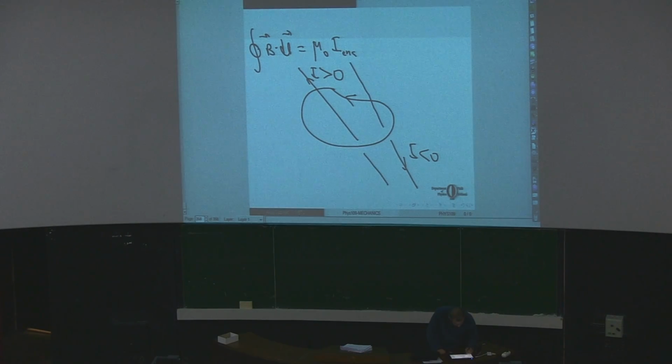Let me just erase these ones also. In this one, you cannot see this portion of this wire because this wire is blocking it. So this wire is in front. This wire is on the back.